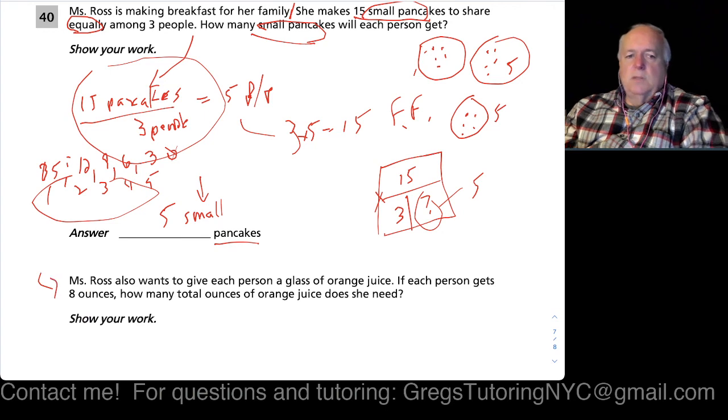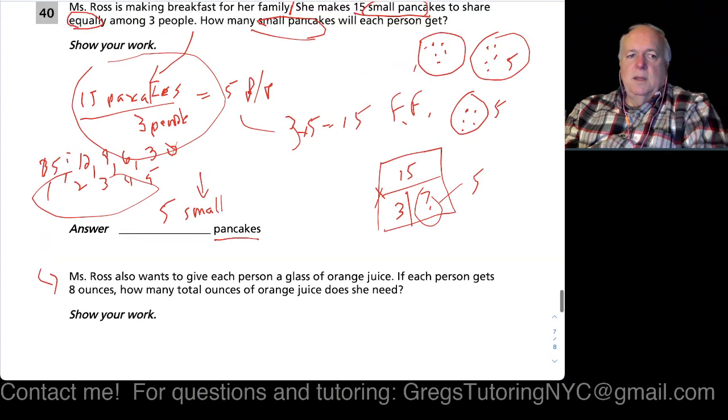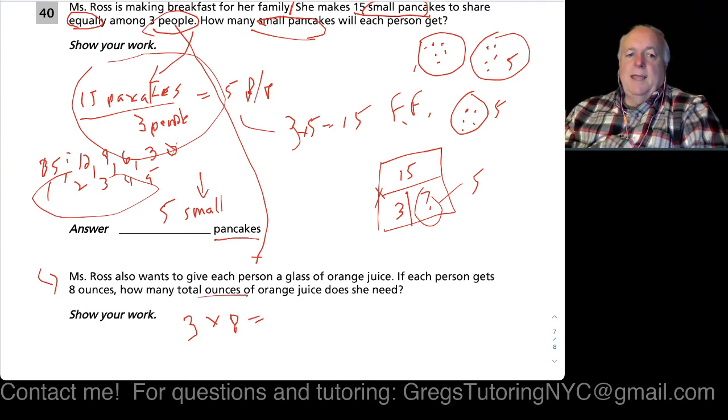Miss Ross wants to give each person a glass of orange juice. Okay? There are still 3 people. It's still continuing the same problem. So there's 3 people. Each person gets 8 ounces. How many total ounces of orange juice does she need for everybody? For everybody, that's 24. Okay?